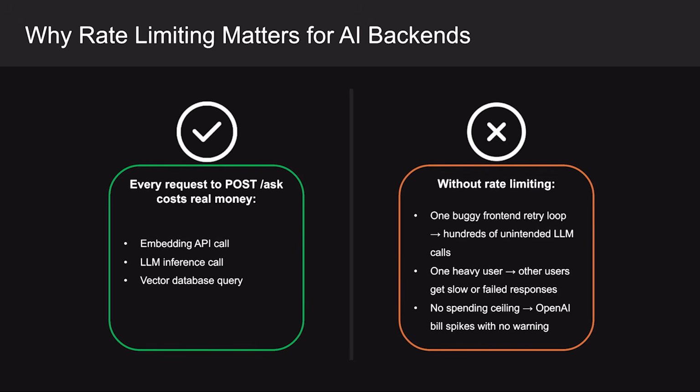Now multiply that by a buggy front end that retries in a loop, or a heavy user running automated queries, or someone who just discovered your URL. Without rate limiting, your OpenAI spend becomes completely unpredictable. You have no ceiling, no early warning, no way to protect your budget. Rate limiting fixes this by putting a hard cap on how many requests any single caller can make in a given time window. It's not just a security feature, it's cost control, predictable usage, predictable spend, and fair access for every user on your API.